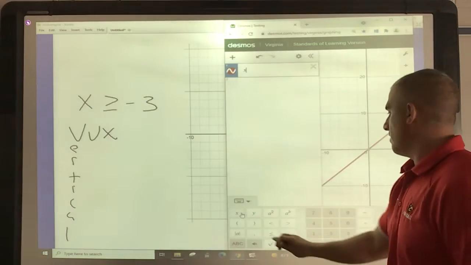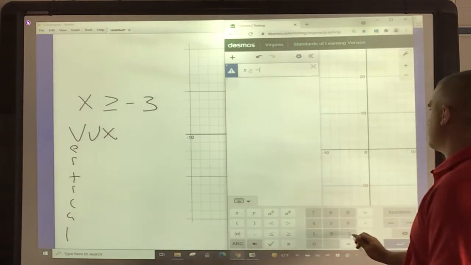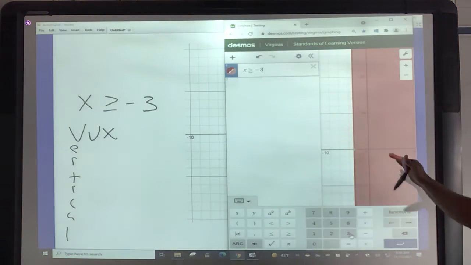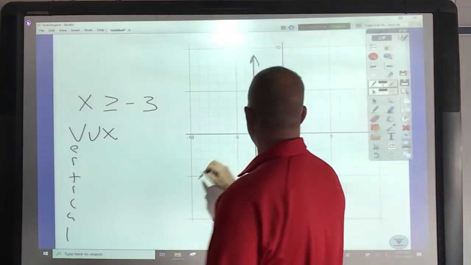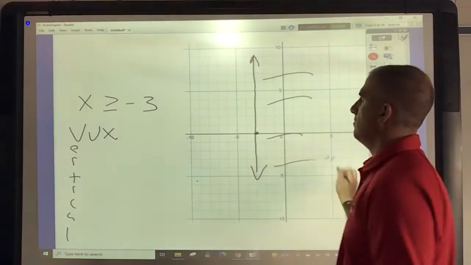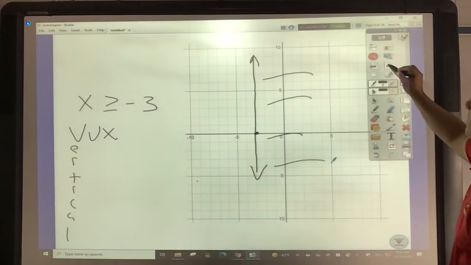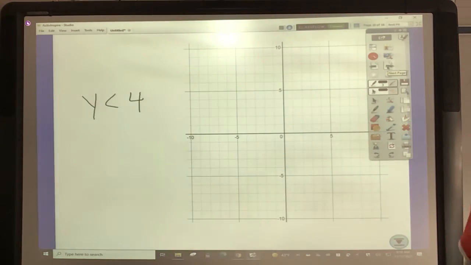If you ever notice that the graph doesn't look the same, you did something wrong. Okay, so the shading is on this side. Once again, that's x is greater than negative 3. Okay, all right, y is less than 4.